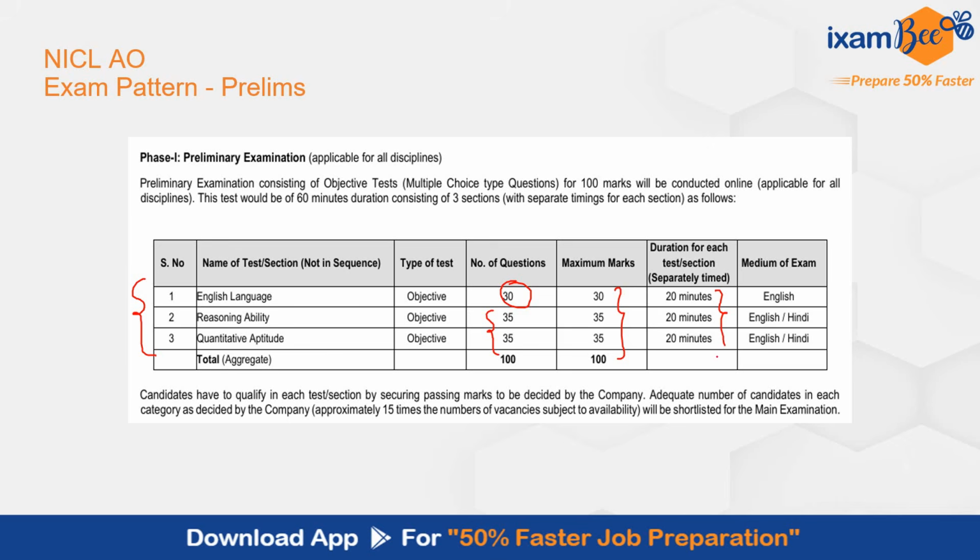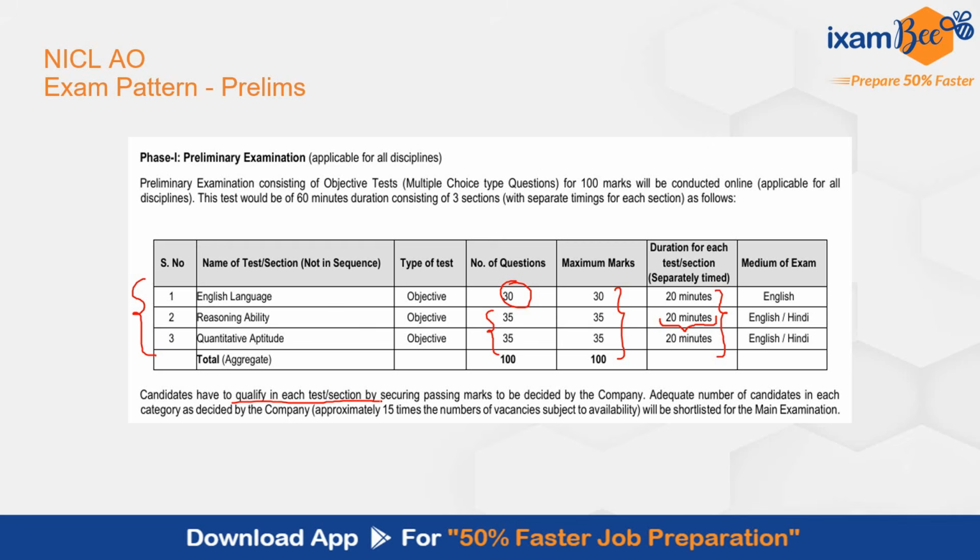It is very difficult to attempt all 35 questions in reasoning and quantitative aptitude in 20 minutes. So you have to be very selective about the questions that you want to attempt here. 30 questions of English can be attempted in 20 minutes. There is sectional timing present, there is sectional cutoff and overall cutoff present.